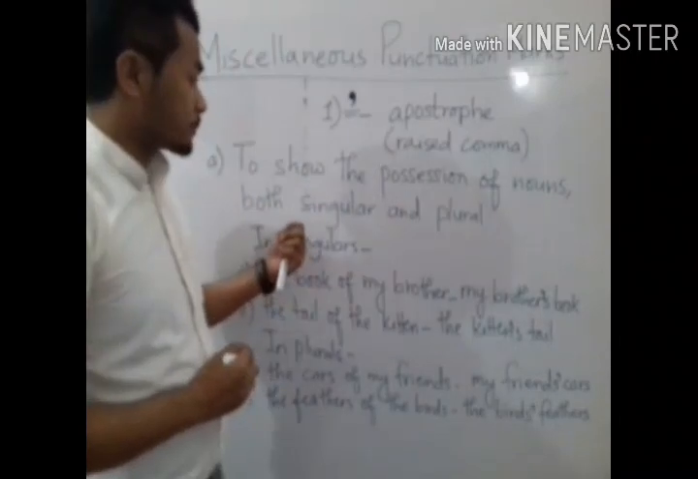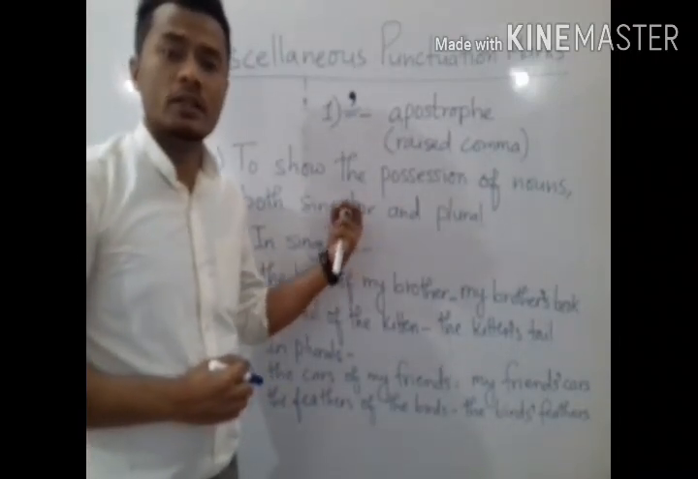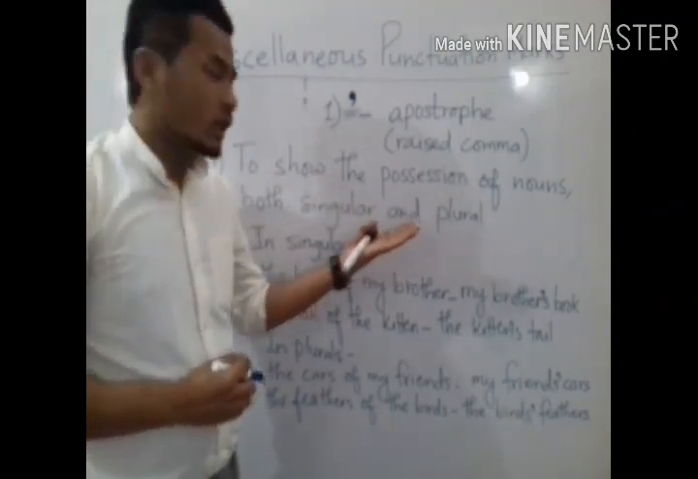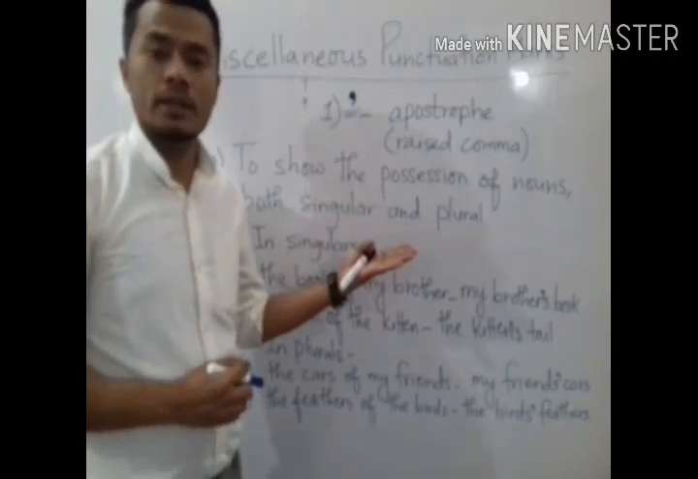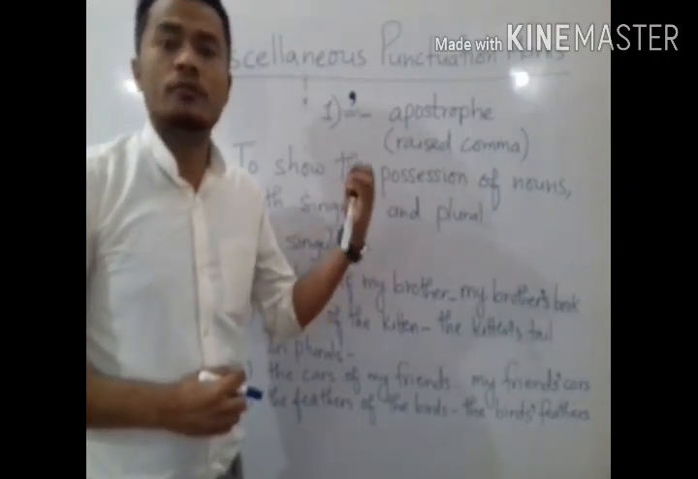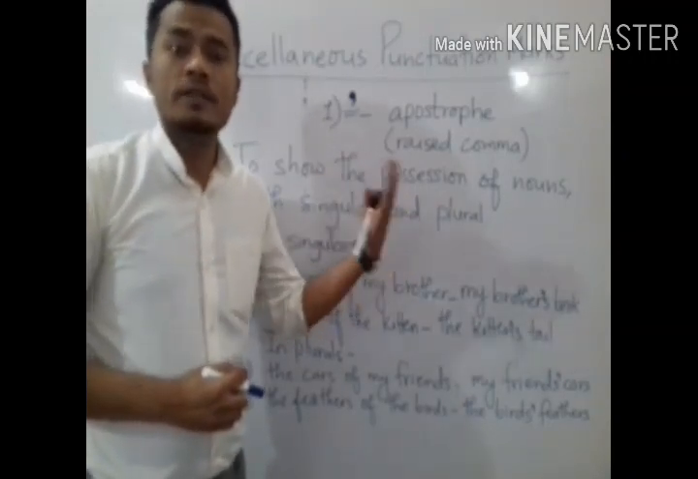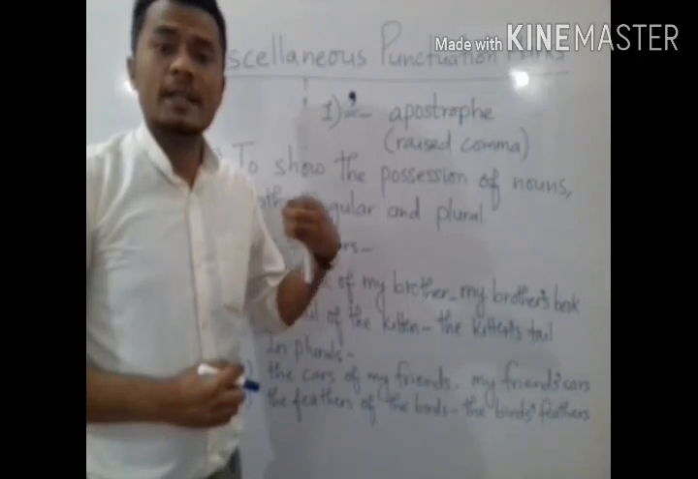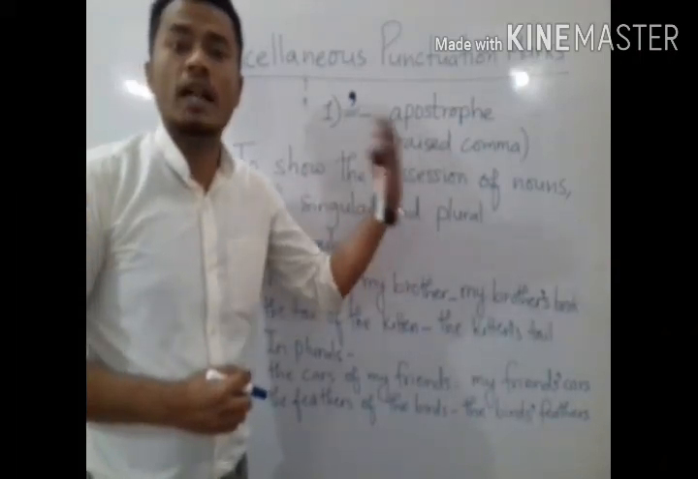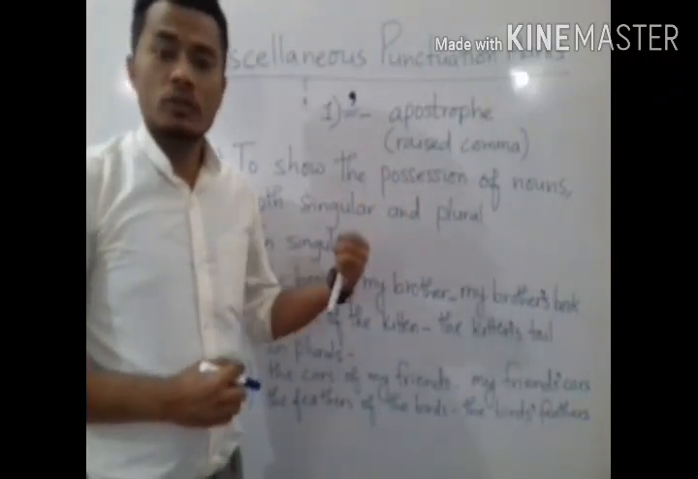Understood? Now see, the first discussion to understand the use of apostrophe is to show the possession of nouns, both singular and plural. That means an apostrophe is used to show the possession of nouns. Possession of nouns means what the nouns possess, that means what things belong to whom. What things belong to the noun of which we are showing the possession. Okay.